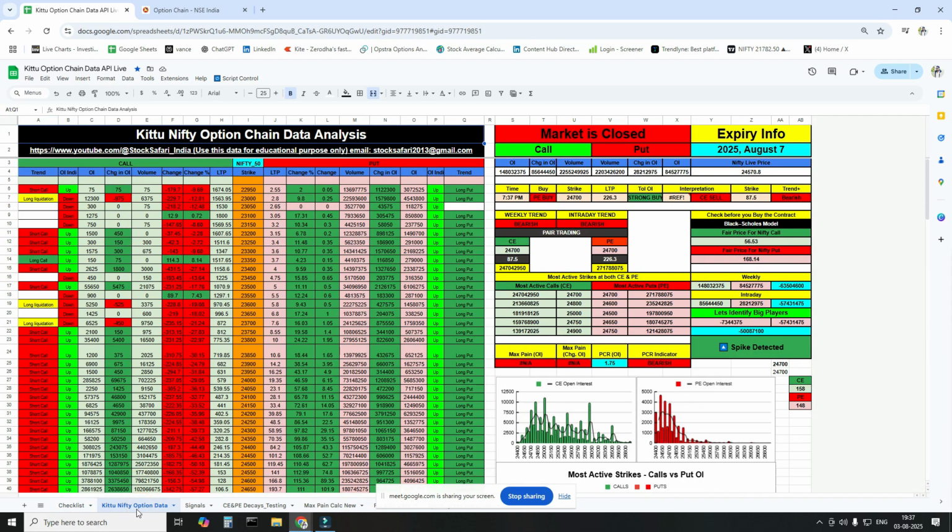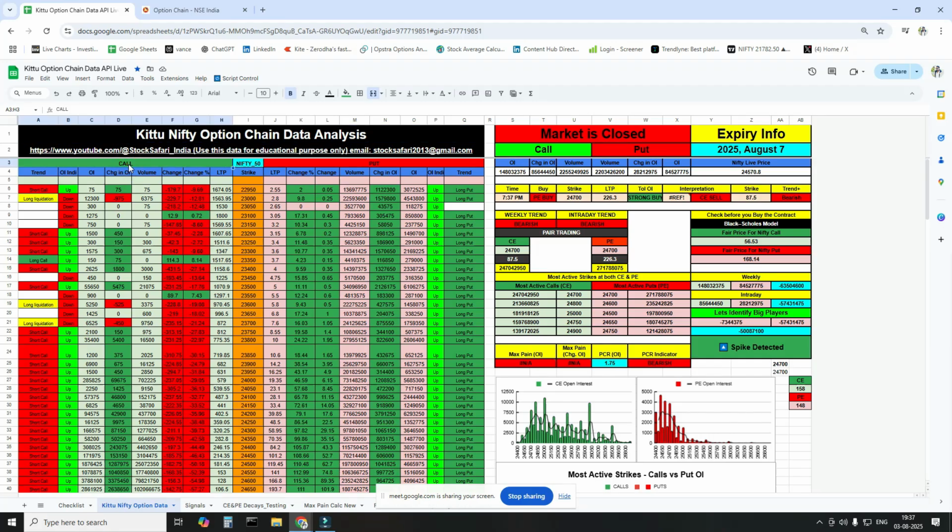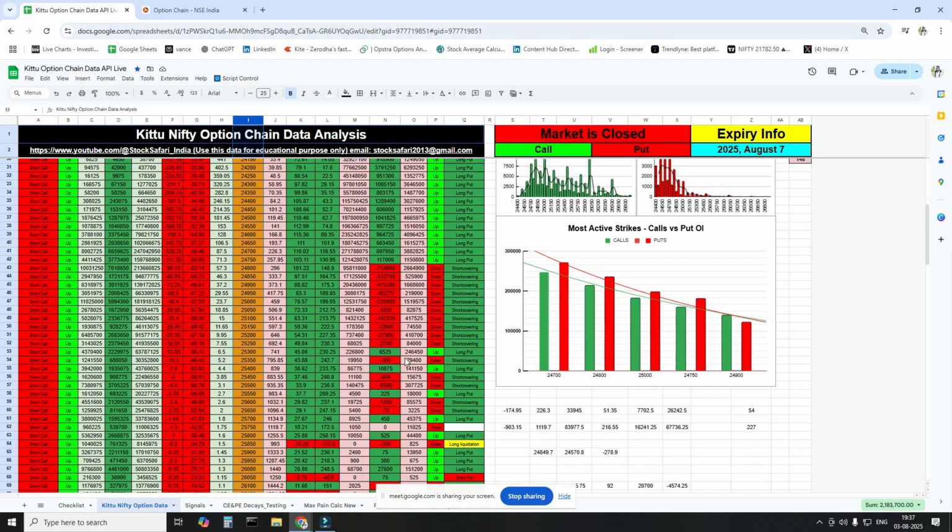Now this is our layout here, the option kit to Nifty option chain data. As you can see, on the left side you can see the calls and puts, and all the strike prices are noted here. All the contracts building on the call side, you can see the data flowing here, and on the put side also the data has been loaded.